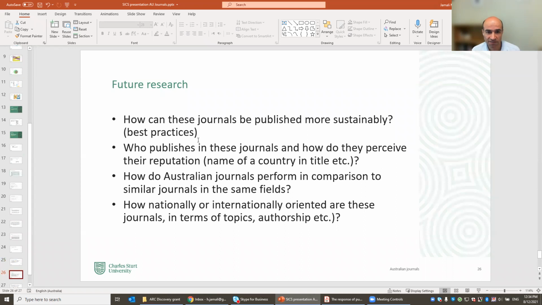Future research, as I said, we would like to continue this. We are planning to apply for grants to continue the research on Australian journals. We have some questions. I put some of them as example here, like, how can these journals be published more sustainably? So what are the best practices for publication of a small local journal? Who publishes in these journals and how do they perceive their reputation?